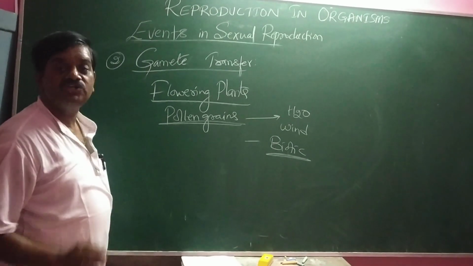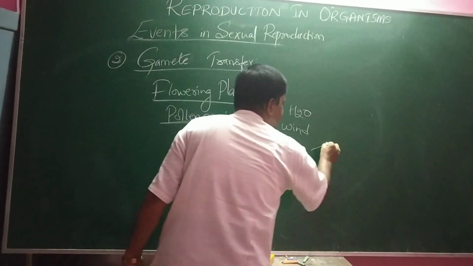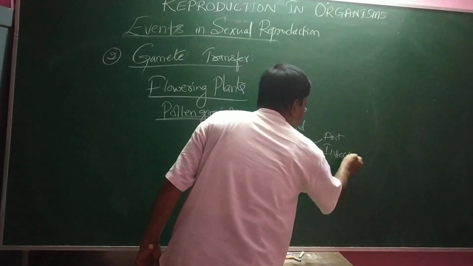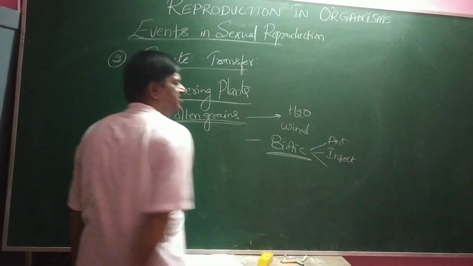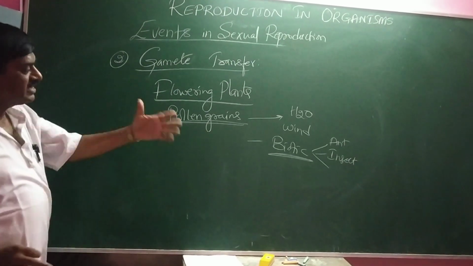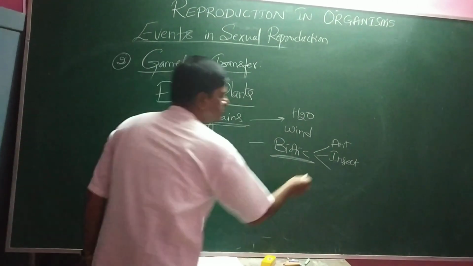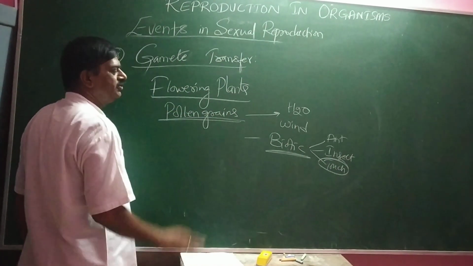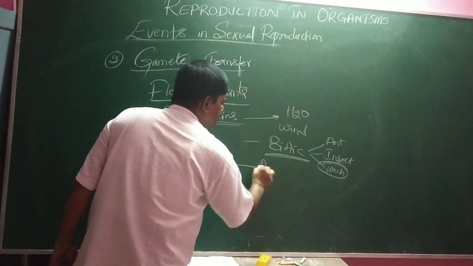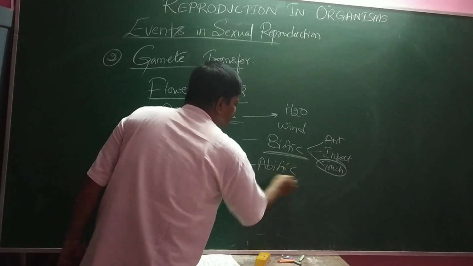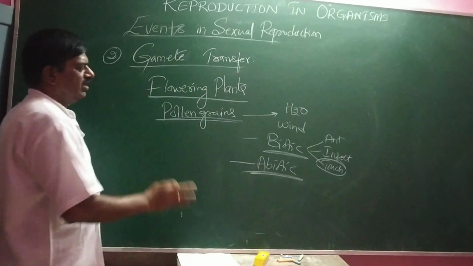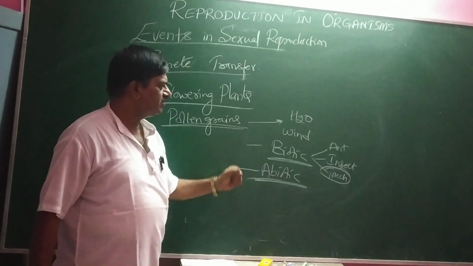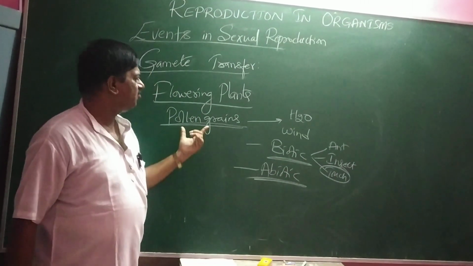The biotic agents may be ants, insects, right? Ants, insects, and some other higher organisms also, by the touch, it can be moved from one to another. It also undergoes some of the abiotic factors for the transfer. In this, we can use the word wind also, which helps in the transfer of pollen grain.